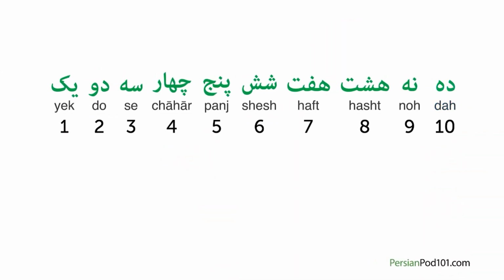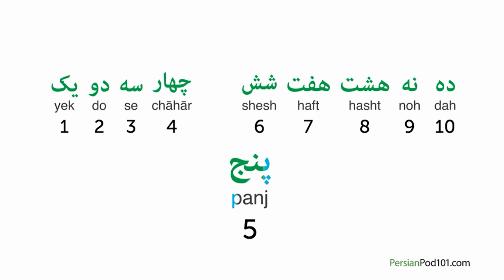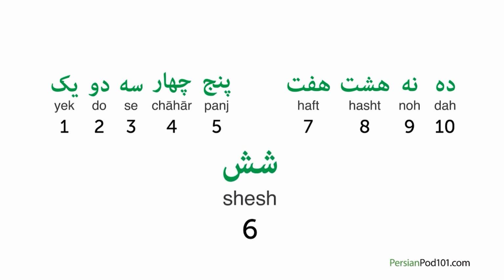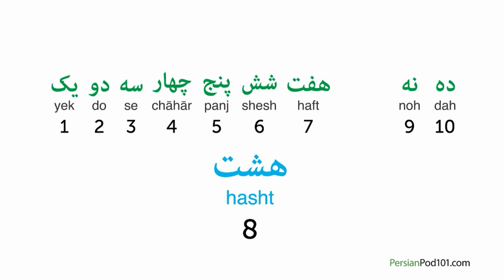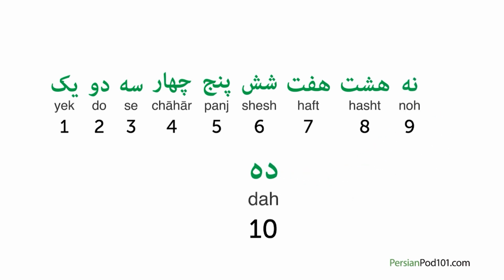Okay, now repeat after me. I'll say the numbers and give you time to repeat each one. یک، دو، سه، چهار، پنج، شش، هفت، هشت، نه، dah.